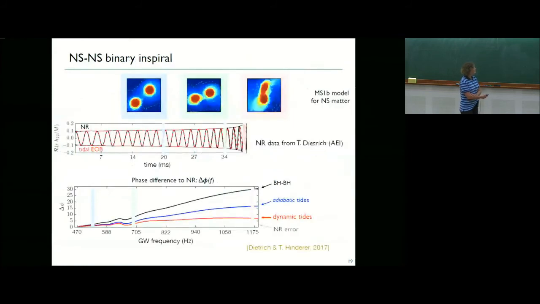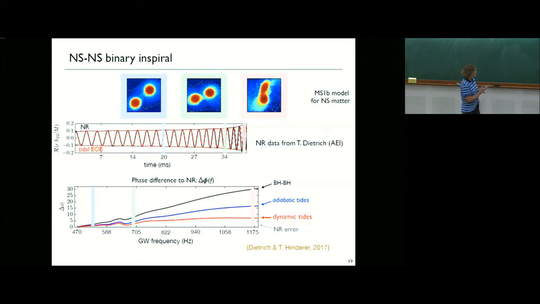Next, of course, more promising to measure tidal effects would be a double neutron star inspiral, because then you have contributions from both objects. And this is shown here, where on the top I show snapshots from the simulation at different times of the density distributions. So the red means it's higher density, and these are the two neutron stars, and blue means low density.